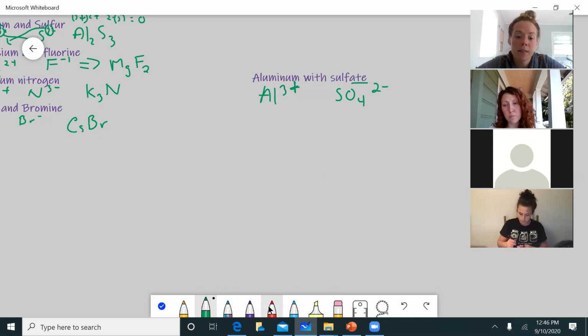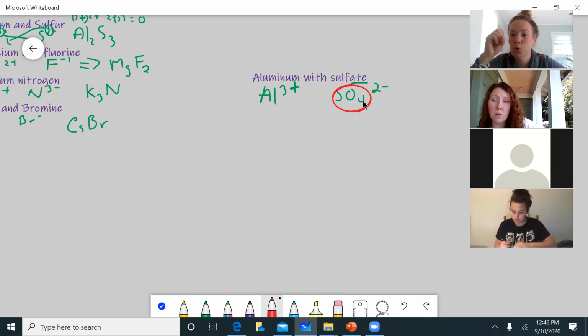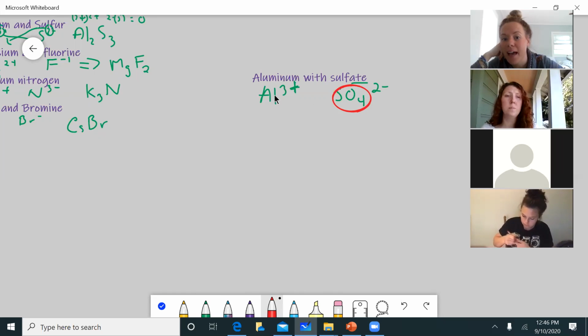So sometimes what I like to do is circle where the atoms are, okay? Because I want to remind myself that those are a packet or a grouping. Just like I wouldn't break the A and the L apart, I'm not going to break the S and the 4 oxygens apart. So this whole thing is a packet. This whole packet has a 2- charge, all right?